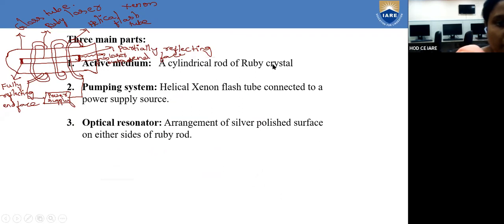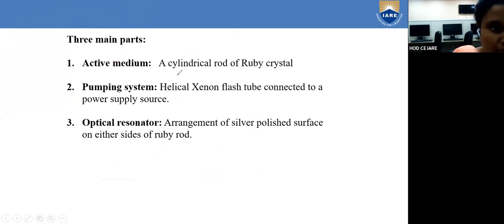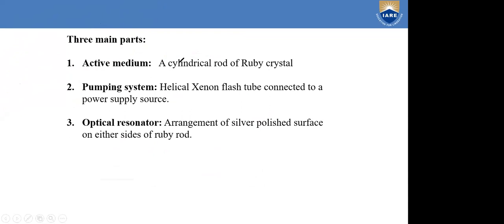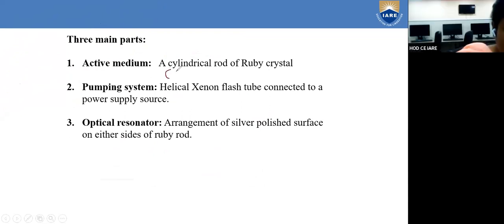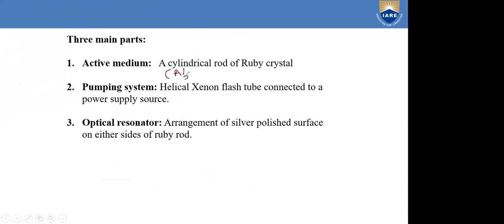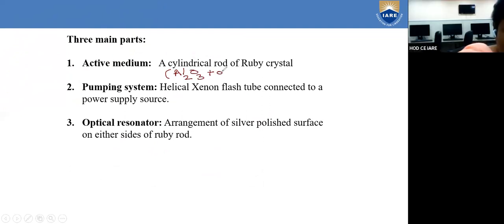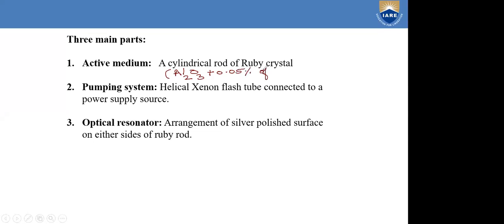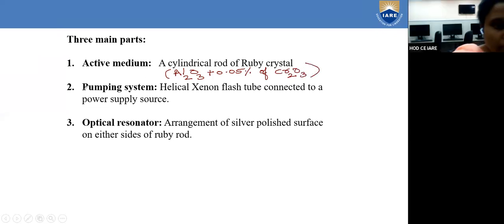What are the three main parts? Here I should write about the ruby crystal rod. After you finish taking the drawing, copy this part in your notes. If you take ruby, composition is Al2O3 plus 0.05% of chromium. So take this in your notes.